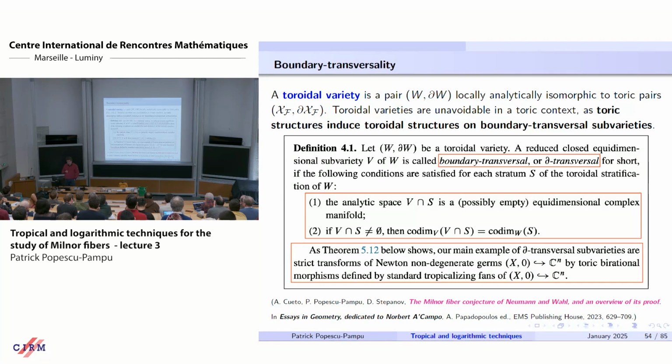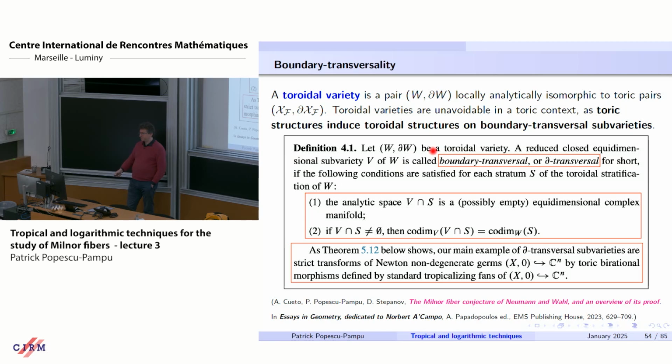We call it boundary transversal if two conditions are satisfied. First of all, the toroidal variety, we have to stratify it in the same way as a toric variety is stratified into orbits. This means simply that we said locally it is toric. You take the toric stratification, and now you glue all of these things, and everything glues correctly. And in this way, you get the toroidal strata, which are smooth.